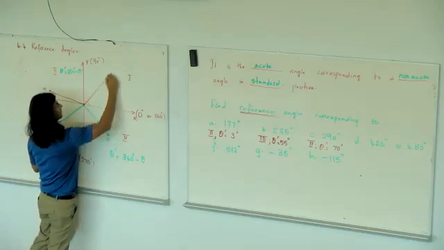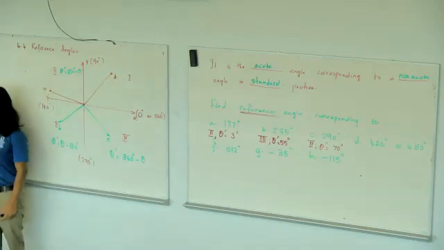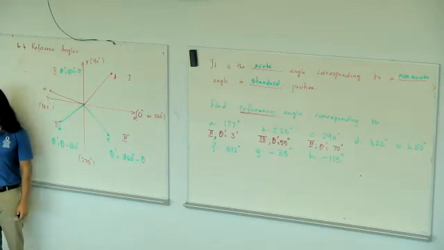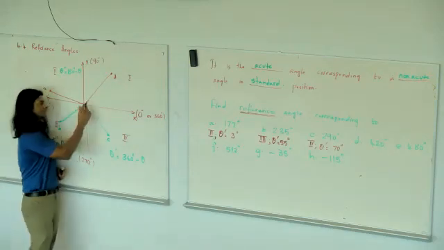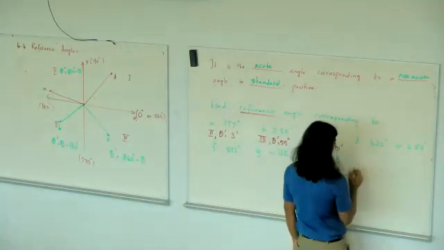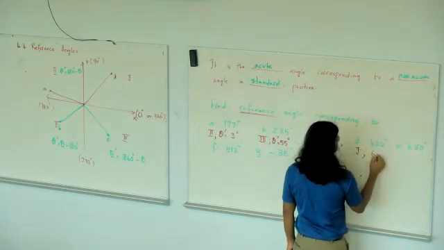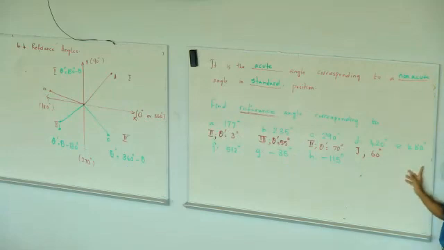60. It's not non-acute to begin with, it's just 60 degrees. And it is in the first quadrant, so it's just 60. Next case, 480.